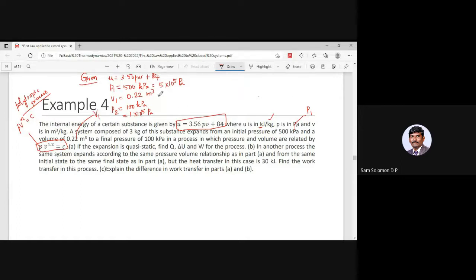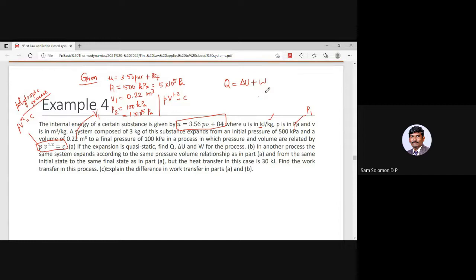And one more thing is they are related by the equation PV^1.2 equal to constant. Okay. They want us to find Q, delta U, and W for the process. It's not a cycle, it is a process. They have given you the equation, they have given you that it is a process, so you have to use the formula Q equal to delta U plus W. Okay.